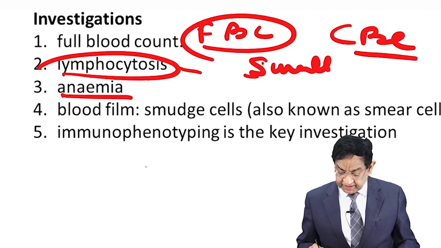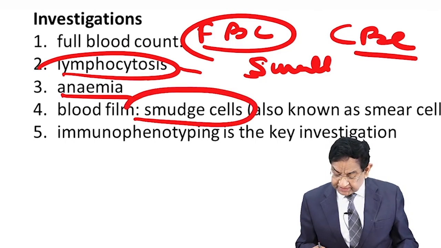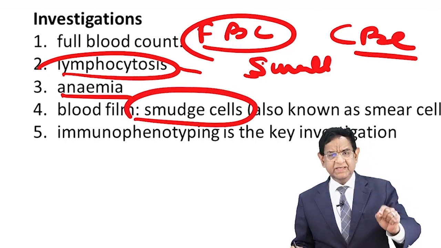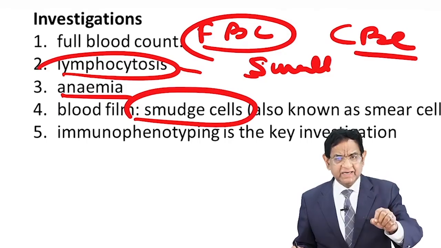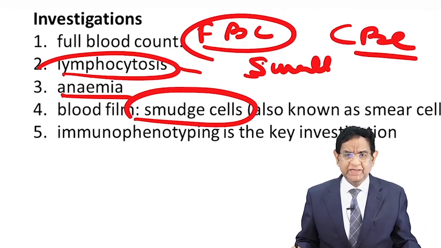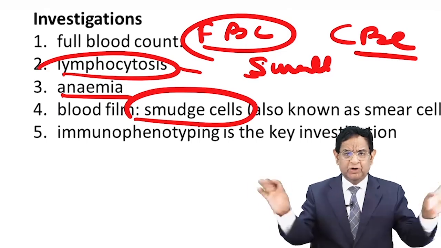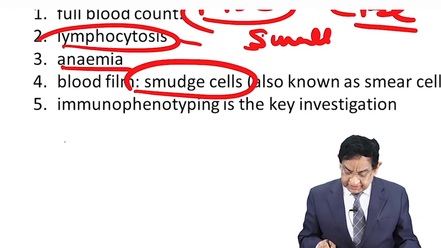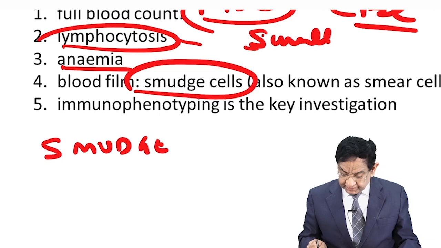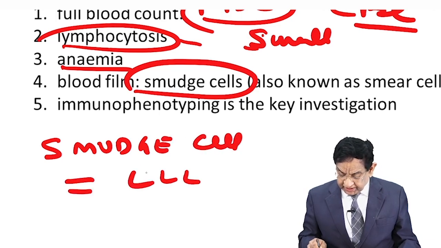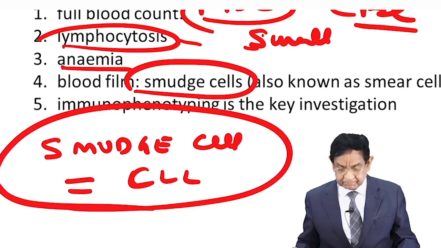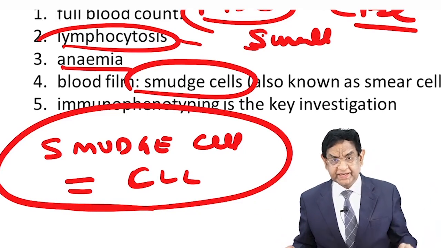Anemia is a feature, and blood film shows smudge cells. This is the classical finding. If you get smudge cells, a golden line to remember is that you are dealing with CLL. There is no other option. So friends, smudge cell is equal to CLL. Golden line to remember. So a single word is getting the clue.